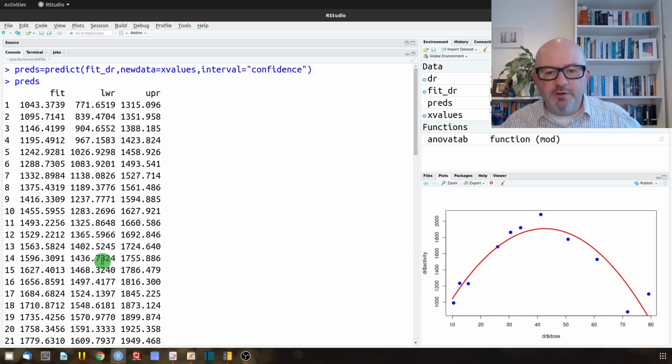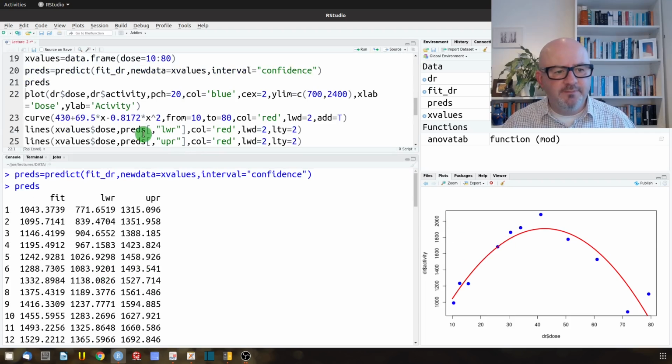And I could repeat that for the lower confidence limits, and what I'd have represented then would be like a curve sketch of the 95% confidence interval around the fitted curve here. So I think I'll go on and do that. I've done the curve, and I've done the plot, so I don't need to do it again. In the next one, I get lines. So this adds a line to a plot.